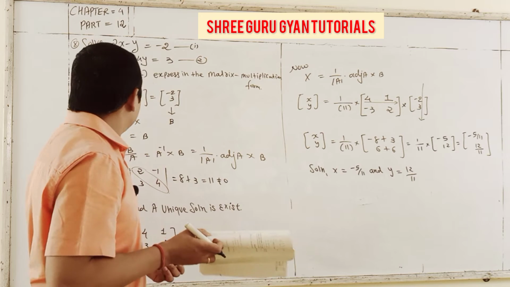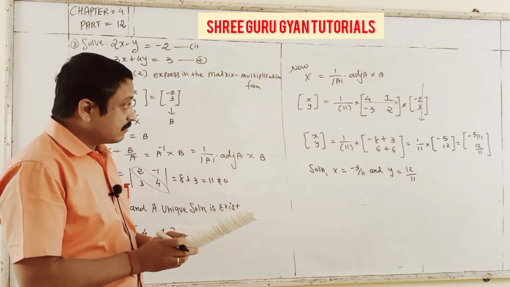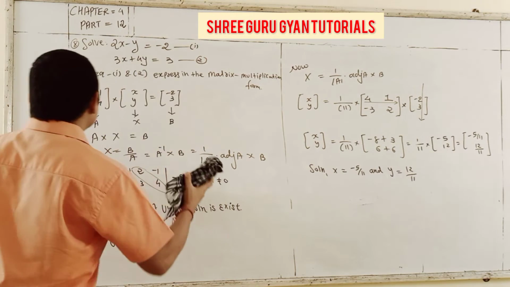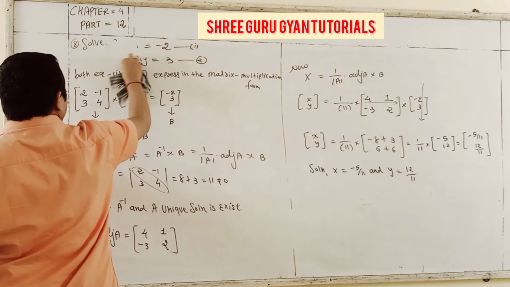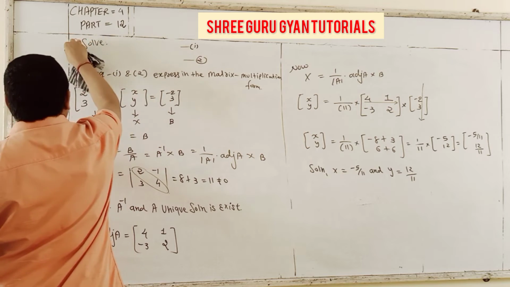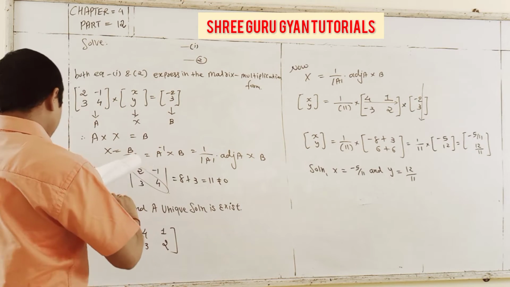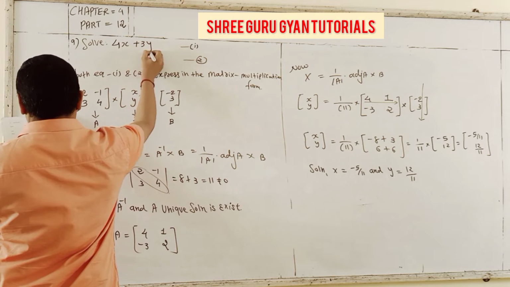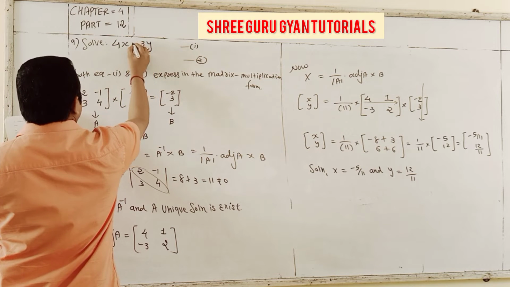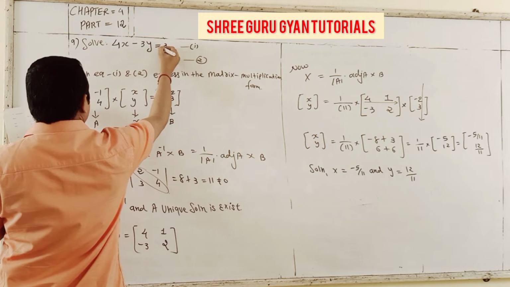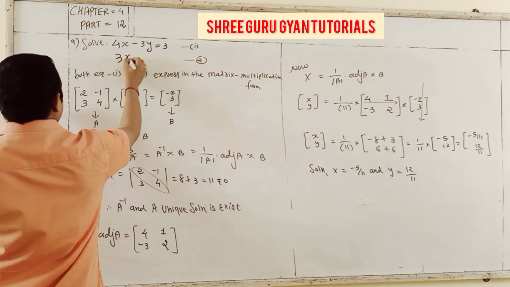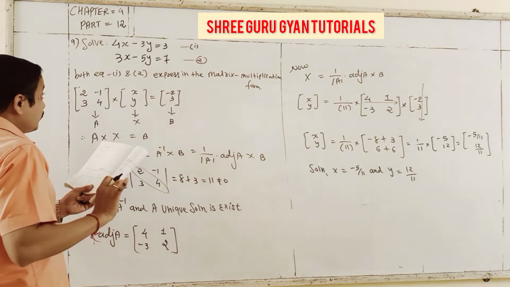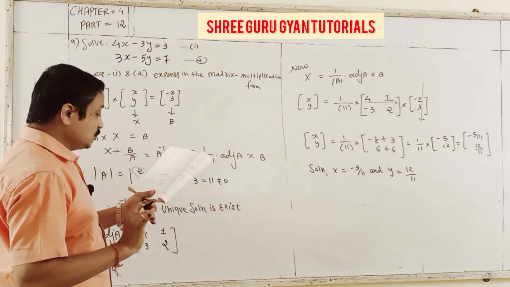I just check my answers. Question number 8: yes, minus 5 by 11 and 12 by 11. Continue going. Question number 9. Question 9 is the same, students, only the equations change. My data is 4x minus 3y is equal to 3 and 3x minus 5y is equal to 7.